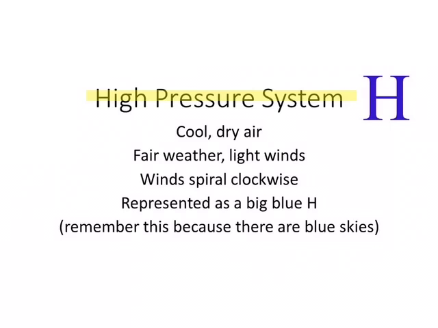This is just a review of that. So high pressure systems are represented by this blue H. They're cool and dry. They produce good weather. So remember we said H is happy. You're happy when the weather's nice, so high pressure. And there's blue skies, and that's why the H is blue.